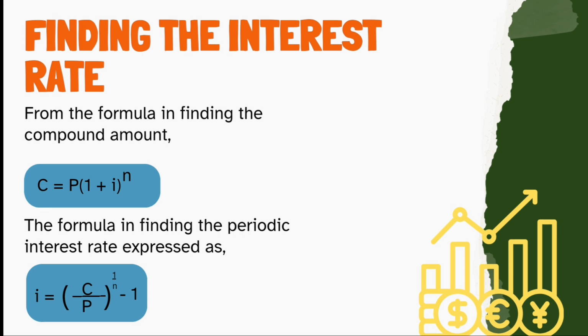Now, for the formulas in finding the compound amount and the periodic interest rate. From the formula in finding the compound amount, you must multiply the present value by 1 plus the periodic interest rate raised to the total number of compounding periods. And the formula for finding the periodic interest rate is expressed as the compound amount divided by the present value, raised to 1 divided by the total number of compounding periods, minus 1.